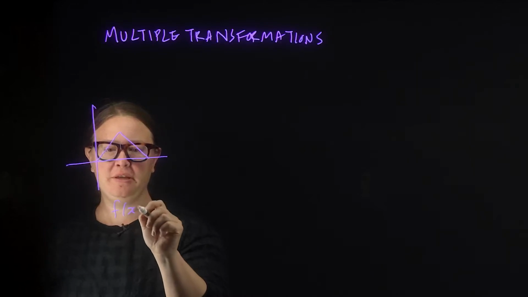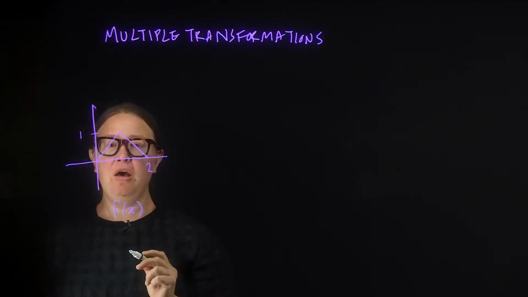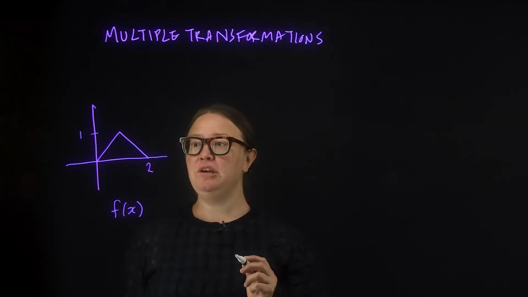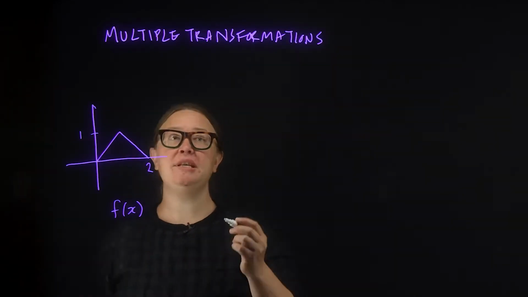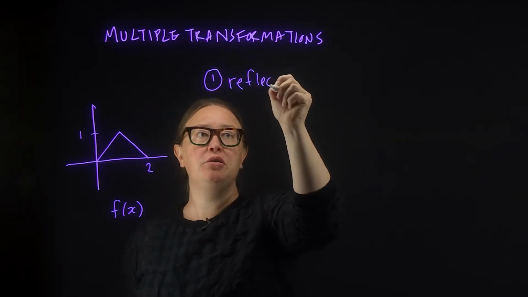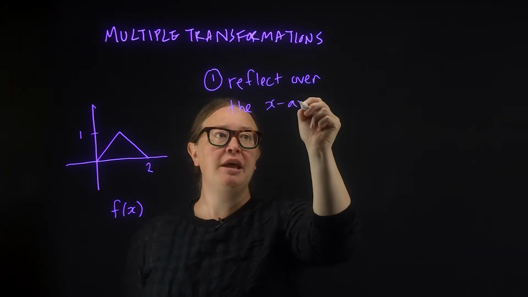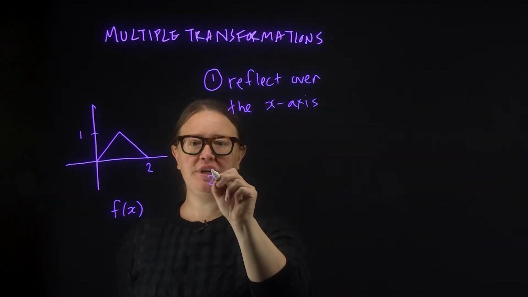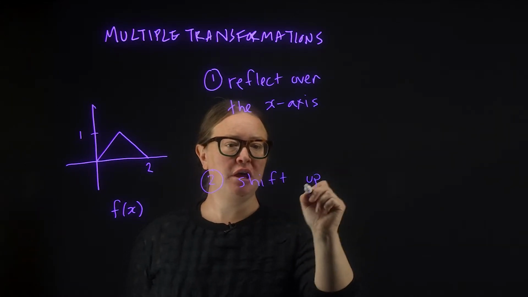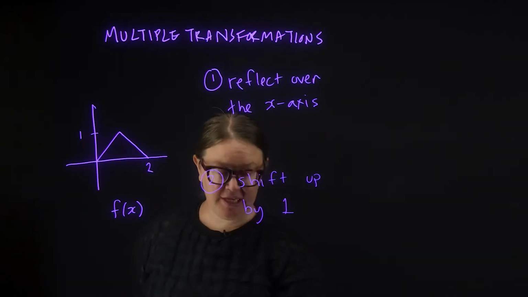We can call this f of x, and we're going to think about composing these transformations both graphically and symbolically. So I want to start with graphically, and here are the two transformations that I want to do to the function. So the first thing I want to do is reflect over the x-axis. And the second transformation that I want to do is I want to shift up by 1. So let's carry these out graphically first.